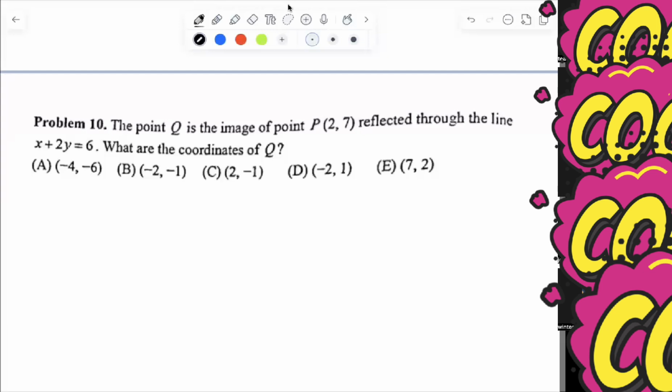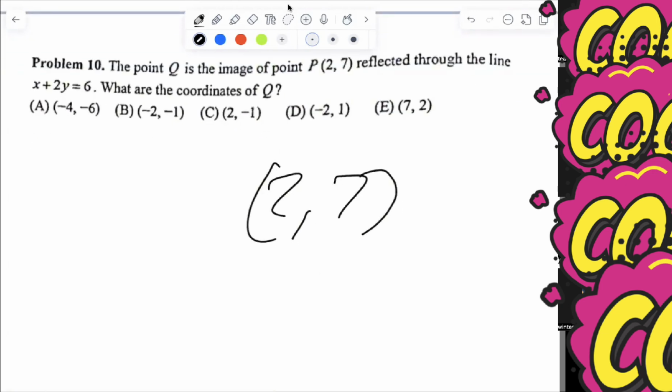Let's get started. So basically, how I'm supposed to do this is notice that it's 2, 7 reflected over x plus 2y equals 6. Or, so to speak, is negative 1/2 of x plus 3. So y is equal to negative 1/2 x plus 3, right? So the y coordinate is basically 2, because after we're plugging in 2, we get the answer.